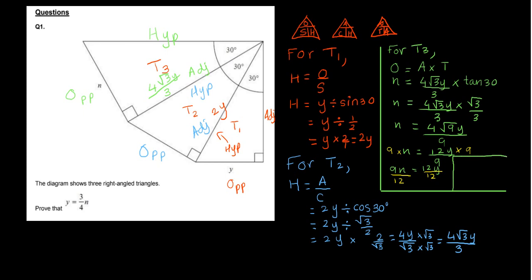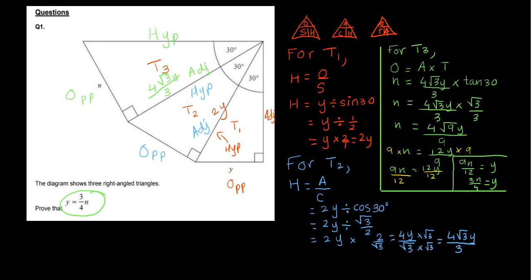So 9n over 12 equals y, and 9 over 12 is the same as 3 over 4, so I can divide 9 and 12 come in the 3 times table, so I can divide the numerator and denominator by 3, so that'll be 3n over 4 equals y. And it says prove that y is equal to 3 over 4n, and we've just proved it over here.